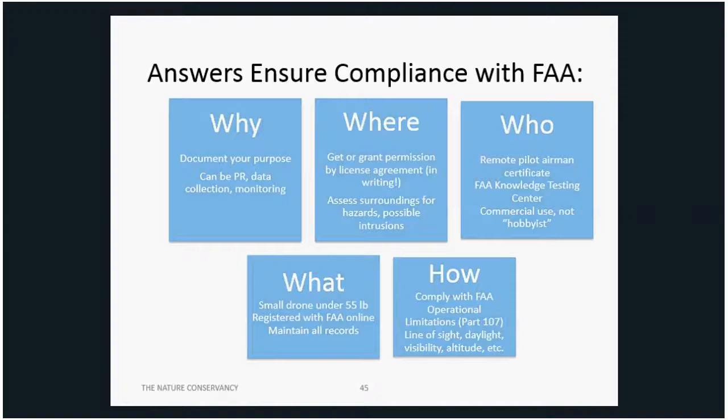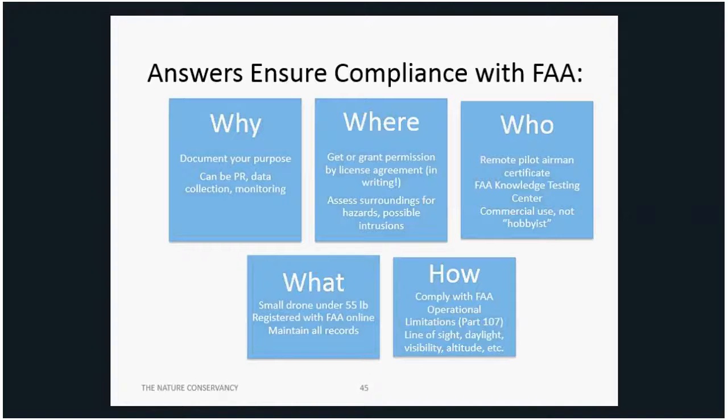So, as Tim had discussed, how you're going to fly is probably one of the most critical things to understand, and the FAA rules are pretty specific. You need to make sure you maintain a visual line of sight. You need to be operating in the daylight or civil twilight. You need to have ground speed of no more than 100 miles per hour or no higher than 400 feet in the air. These are the kinds of things that are outlined in the FAA rules.